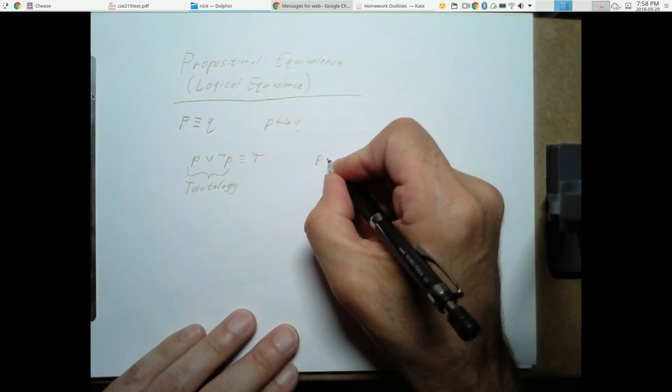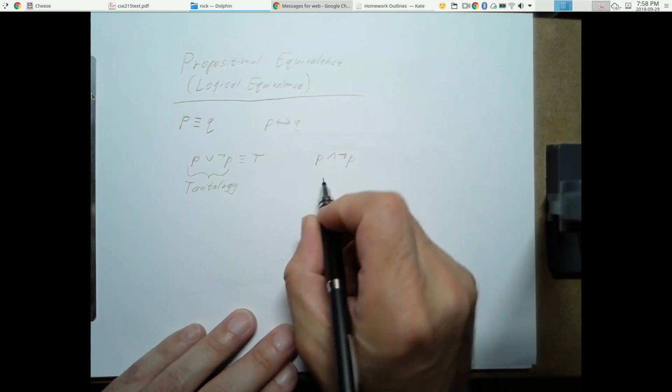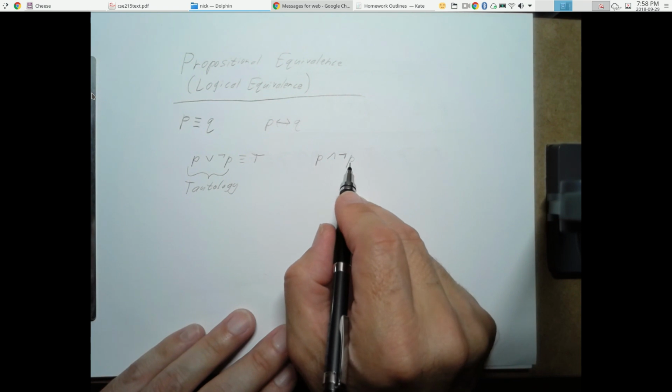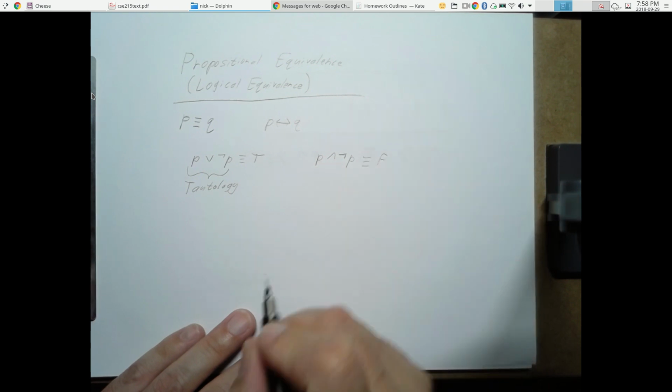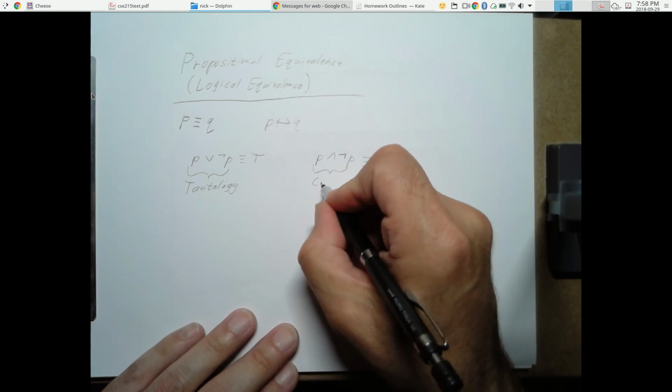Now here's another proposition, P and not P. And this is saying that for this proposition to be true, P has to be true and not P has to be true. In other words, P must be true and false. And that never happens. So this proposition is logically equivalent to false. And a proposition that's equivalent to false is called a contradiction.